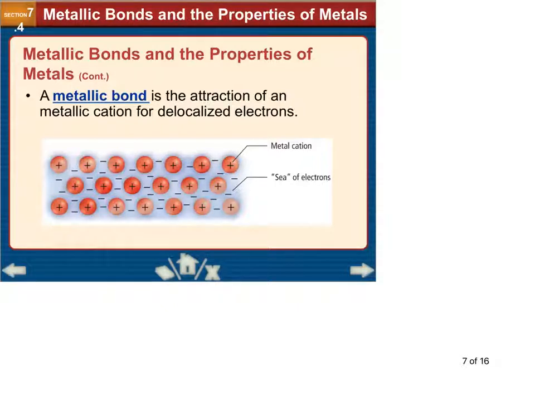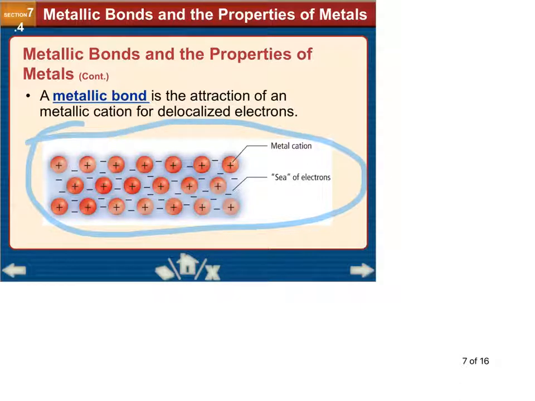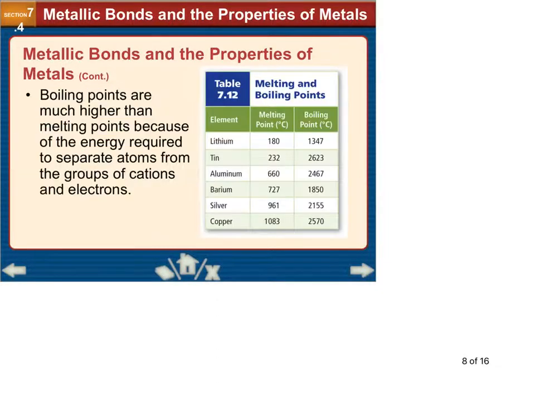Here's a little diagram of what this looks like. We've got the metal cations, and then the sea of electrons all spread out through there. So the metallic bond is the attraction of a metallic cation for its delocalized electrons.